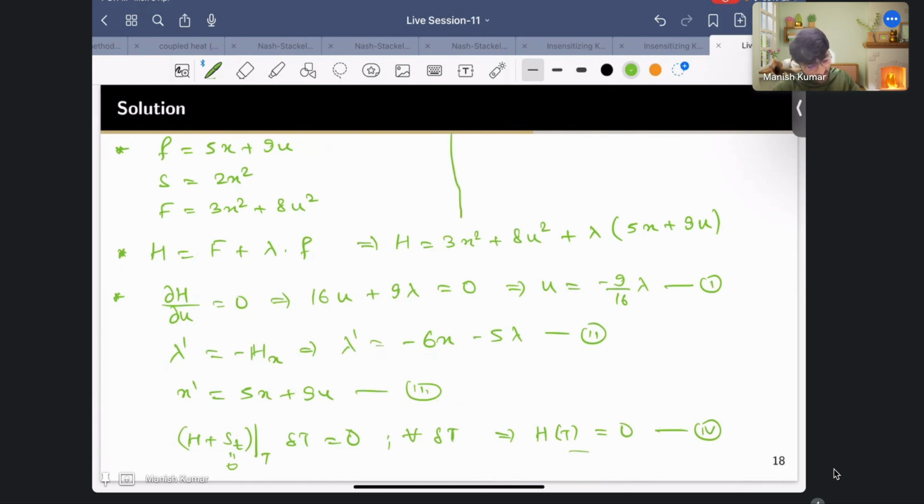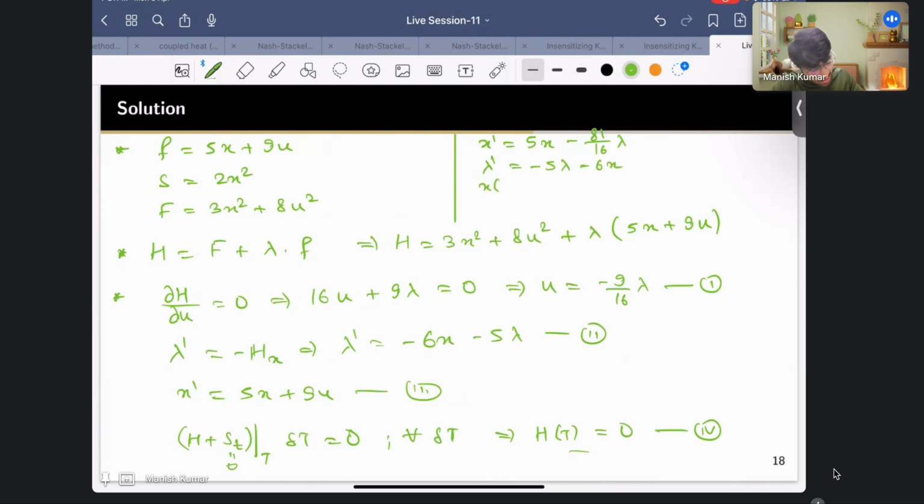So let me write it here. You have this equation: x prime equals 5x plus 9u, and lambda prime. You can replace u here by minus 9 upon 16 lambda. So it's minus 81 by 16 lambda, and lambda prime is minus 5 lambda minus 6x.